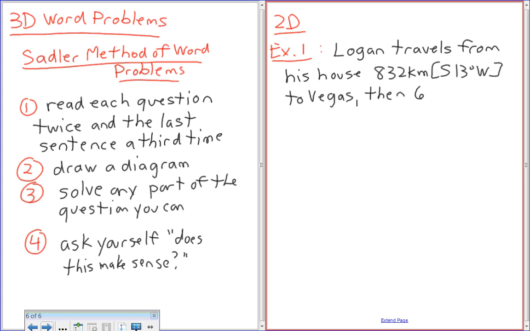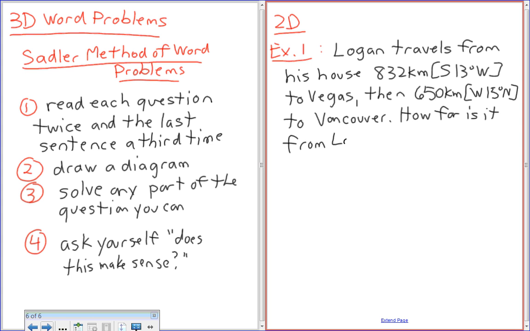Then 650 kilometers, we'll say west, 15 degrees north to Vancouver. How far is it from Logan's house to Vancouver?